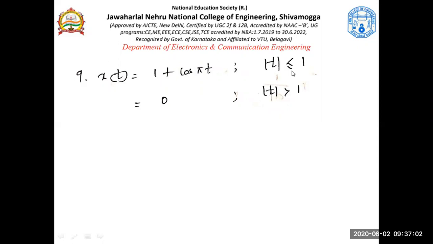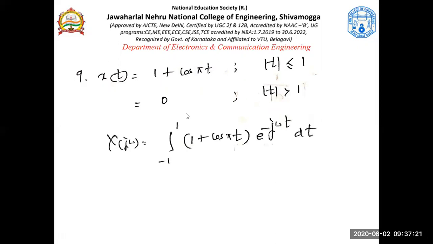For t less than or equal to 1, it is this. For t greater than or equal to -1 also it is this. For t greater than 1, it is 0. For t less than -1, it is 0. What does that mean? Let's see. So this ranges from -1 to 1, so t less than or equal to 1 and t greater than or equal to -1. So seeing this, you should understand the range.